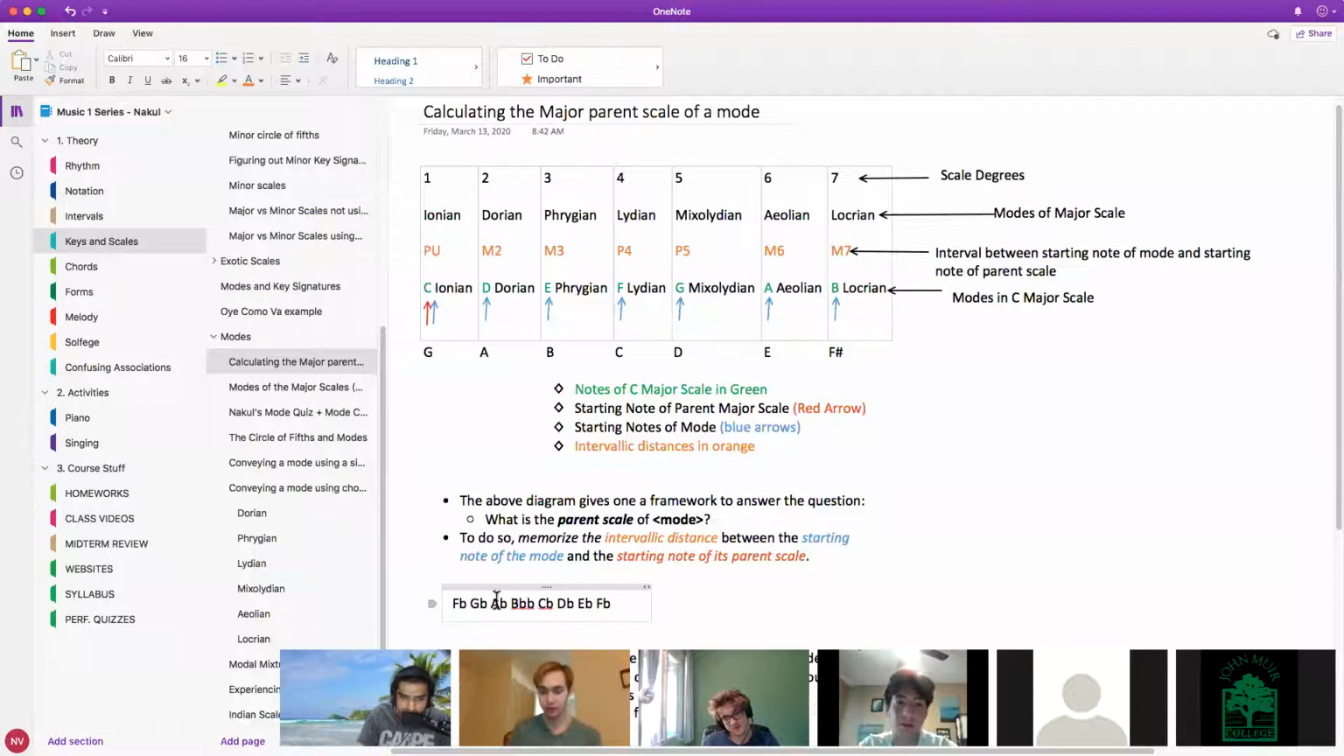How about B double flat Lydian? B double flat Lydian is totally correct. And I heard someone else say something. What were you going to say? D flat Aeolian. Is that correct? Yes, that's correct. D flat Aeolian. Good. What's another one? F flat Ionian. That's a good one too.